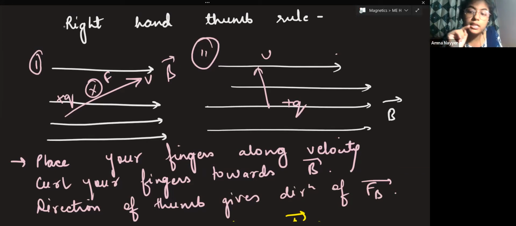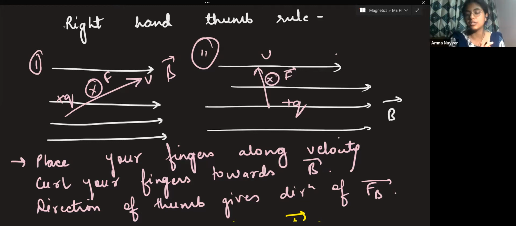Now, out of all these four positions, which one I have to choose is decided by the direction of the magnetic field. If I keep it like this, I'm not able to curl my fingers towards the magnetic field. If I keep my hand like this, I'm not able to curl it towards the magnetic field. Like this also, not able to. So ultimately, what is left? This way, curling inwards. Don't worry about the direction. Just understand the rule first.